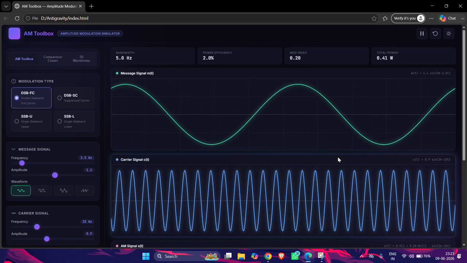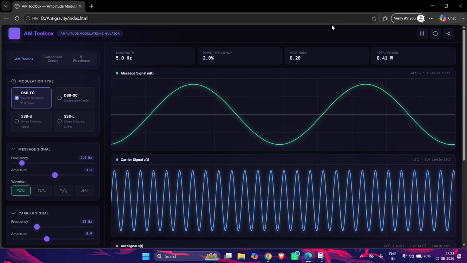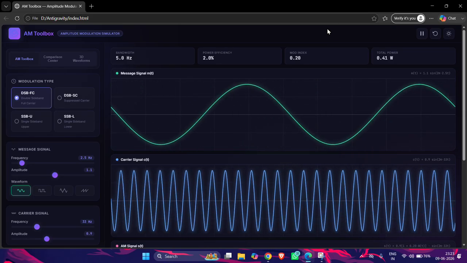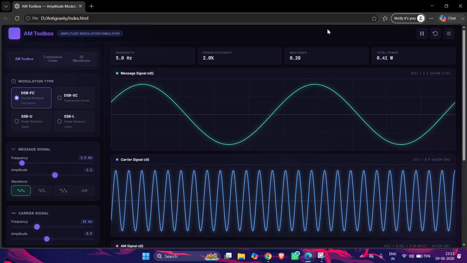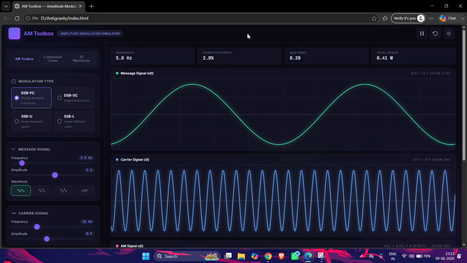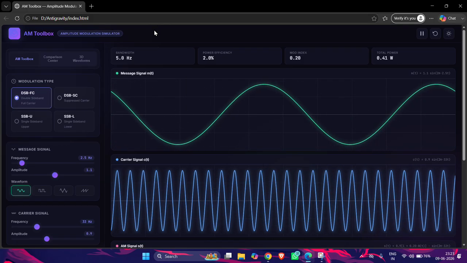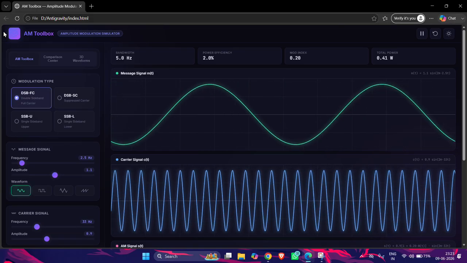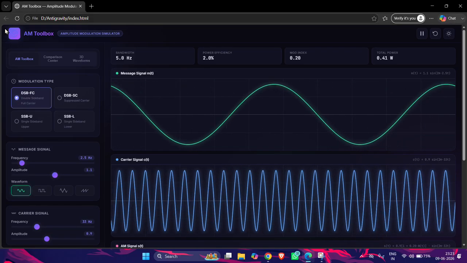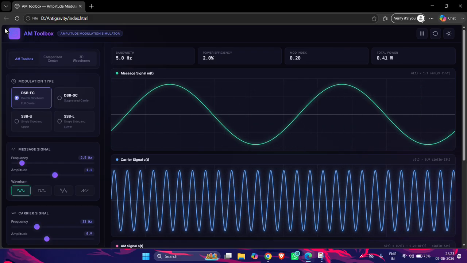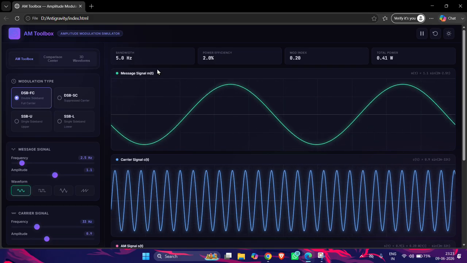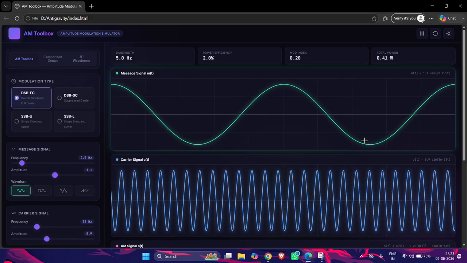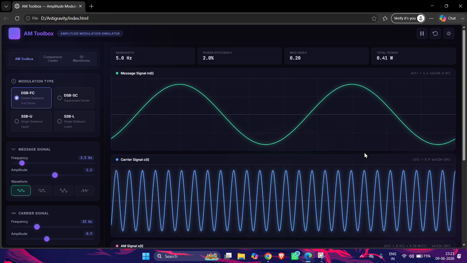So today I am going to show you all a toolbox based on the analog communication subject, which was a subject from MAKAUT. And today I have made a toolbox where I have chosen the topic amplitude modulation from the subject analog communication to showcase the practicality of what we have just studied in the theories.